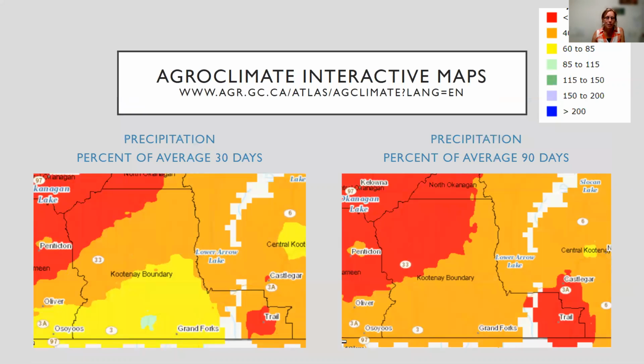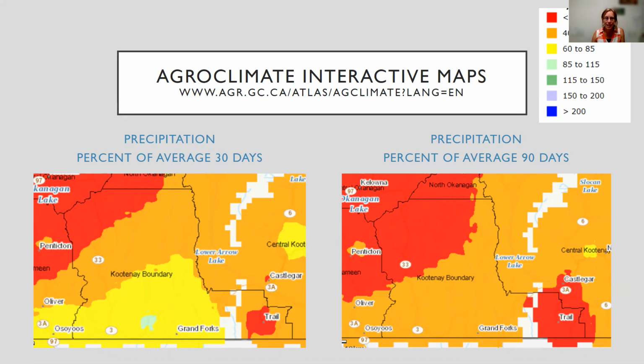The agroclimate interactive maps is a really nice look at what is the percentage of average over, say, a 30-day or a 90-day period. What is nice to be able to say is, what are we moving into? Like, what's our water storage as we move into these summer months? So you can see here for the 30 days, we just got a little bit more rain. Even Greenwood in the center of the boundary there is showing that average, the normal conditions.